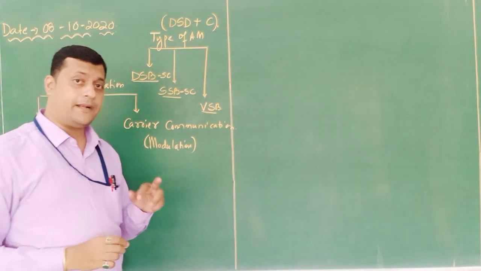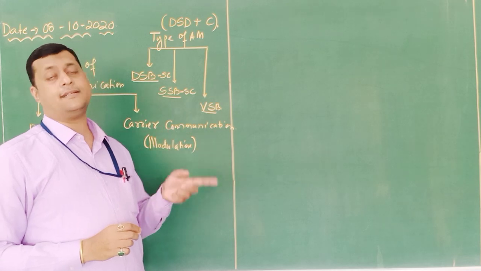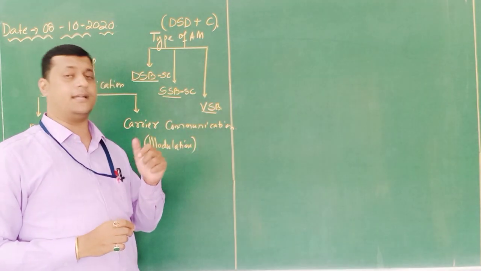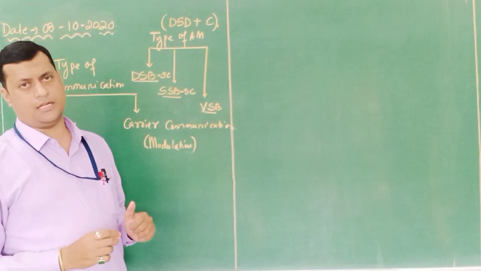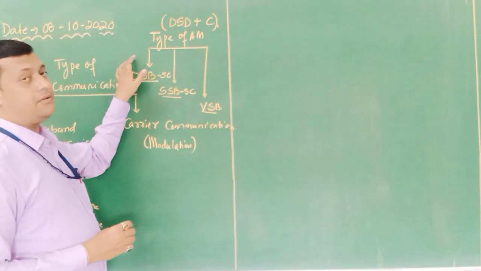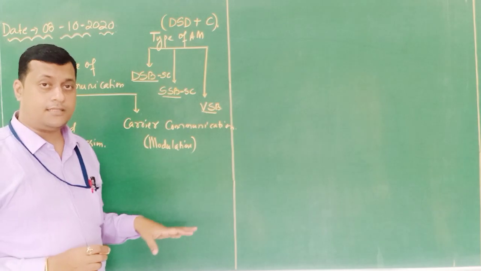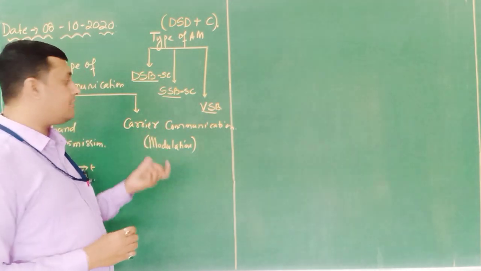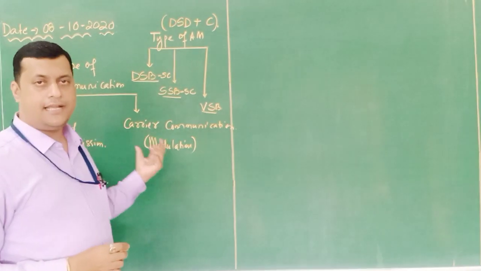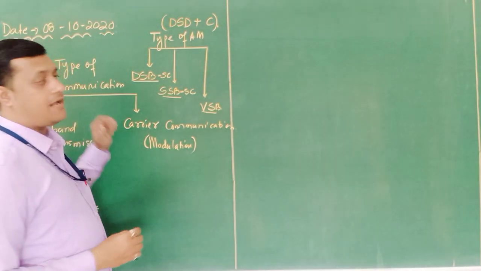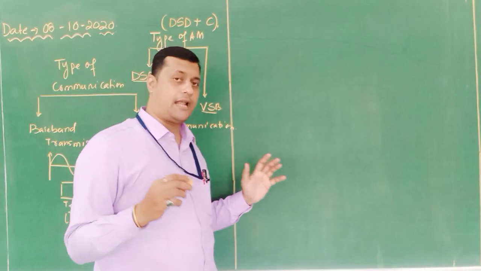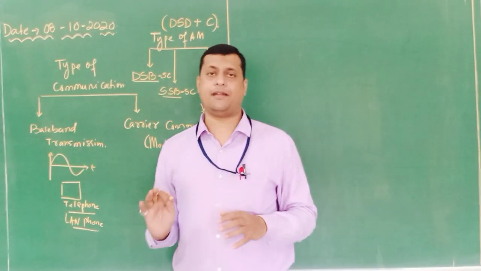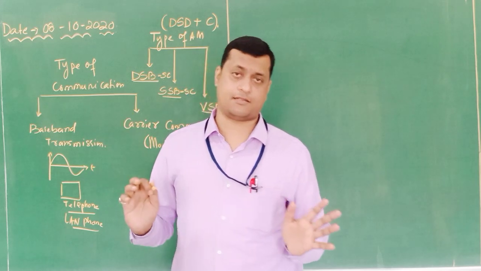Now carrier depends upon the nature. If the carrier is a pulse, then it is called pulse modulation. If the carrier is continuous, then it is called continuous wave modulation. Now this AM comes under continuous wave modulation. Similarly, angular modulation comes under continuous wave modulation. So these are the certain variations depending upon the type of communication. So basically there are two types of communication: baseband transmission and carrier transmission.